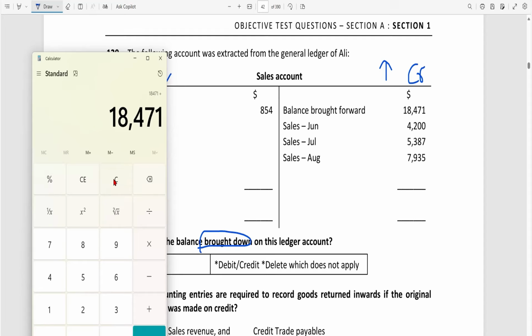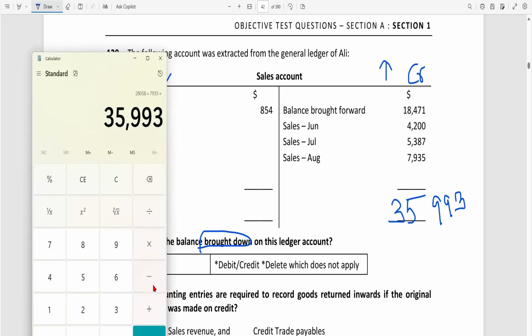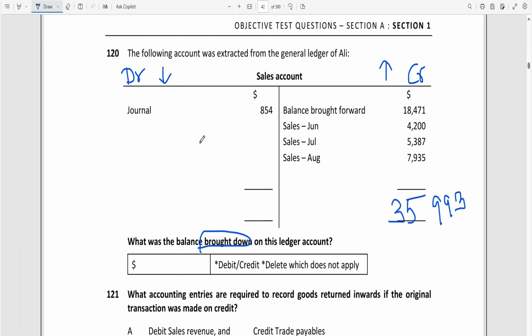18471 plus 4200 plus 5387 plus 7935. This will give the total of 35993. But on the debit side there is only a balance of 854. So what is the difference between these two? If we deduct 854, this will give the balance of 35139. So this is the carry forward balance, right?